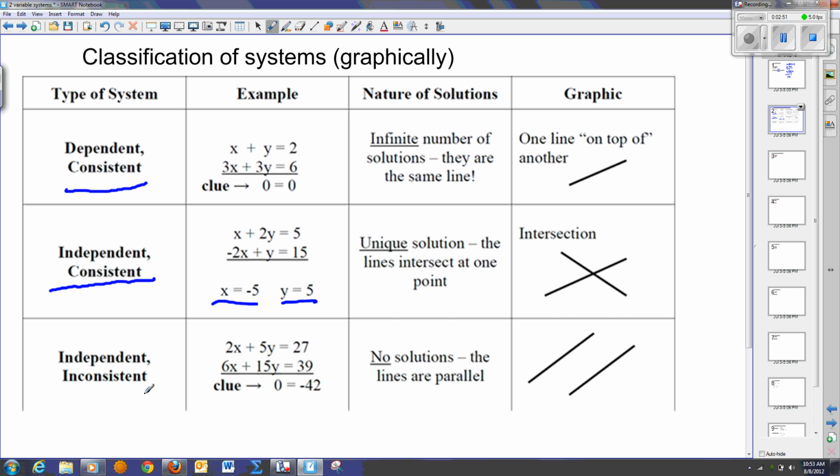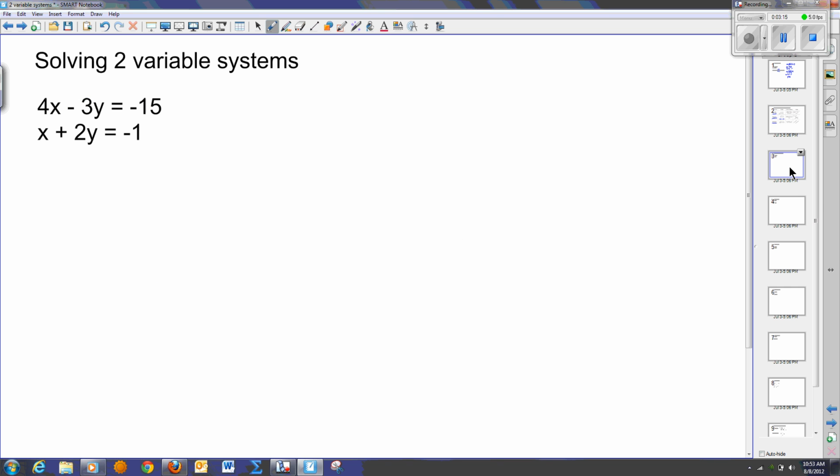If we have an inconsistent solution, that means when we try to solve our system of equations, we end up with a statement that's not true, like 0 equals 42 in this case. That means there are no solutions, or we have a situation where we have two parallel lines and there's no intersection. So we're going to go through and solve some of these using a variety of techniques and then find our solutions.